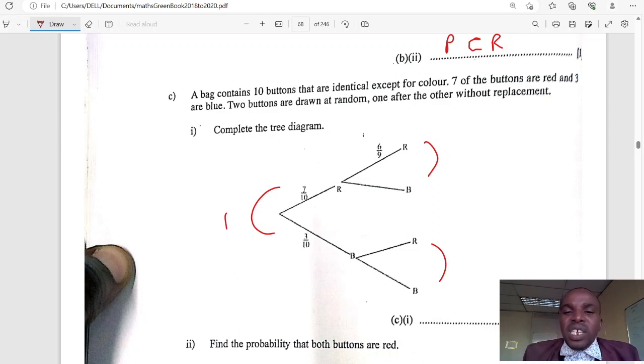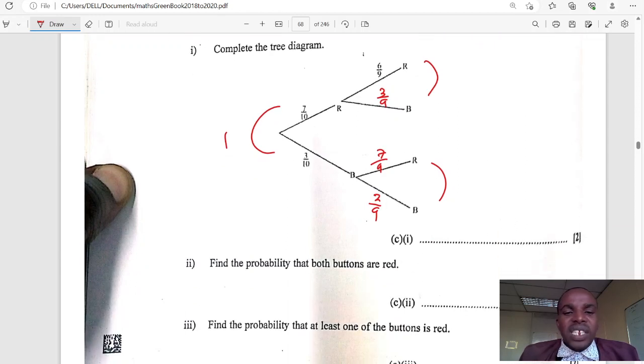Which means this part will be 1 minus 6 over 9, which is 3 over 9. That's this part. Then on this part, it's without replacement, which means the blues are the ones that will be reduced by 1. So there will be 2 over 9 because you have picked 1. But the red will remain 7 out of 9. Why? Because they've removed 1 blue.